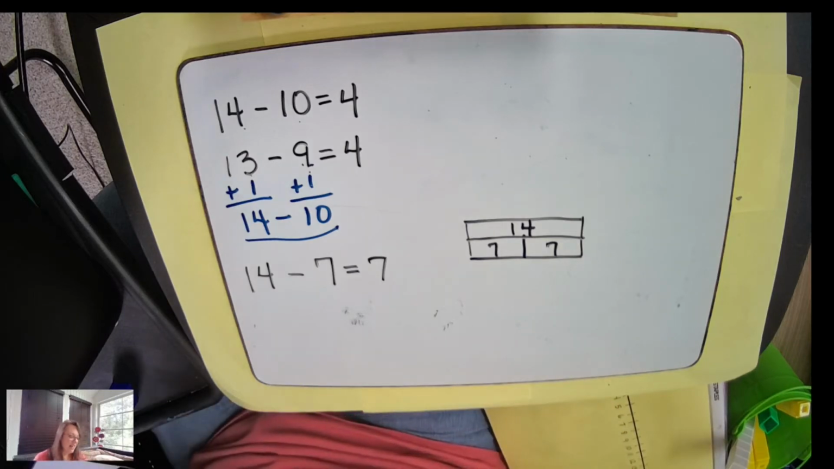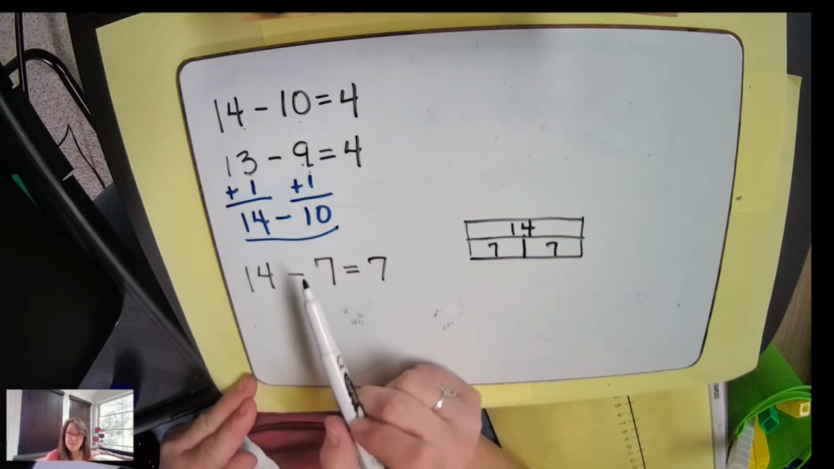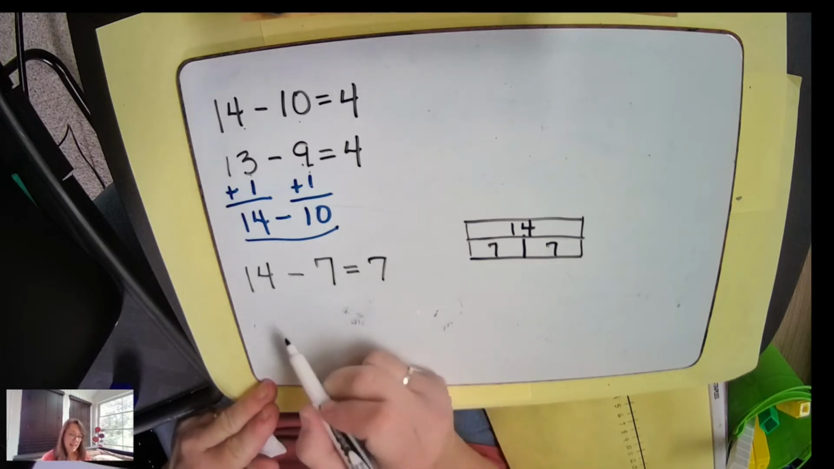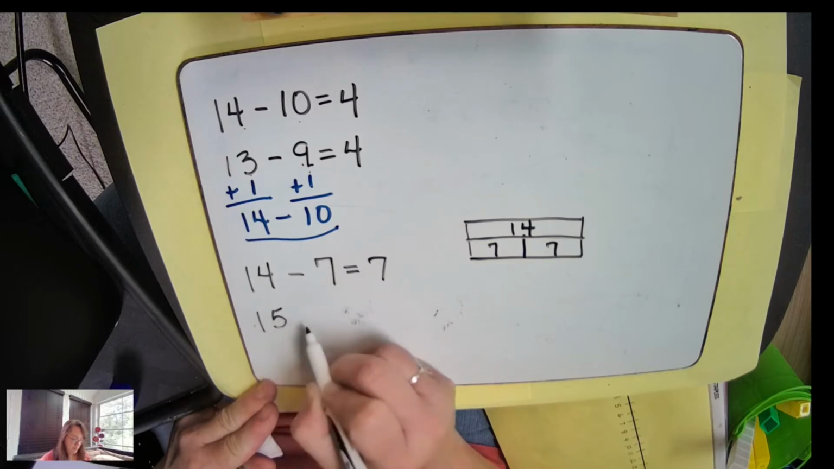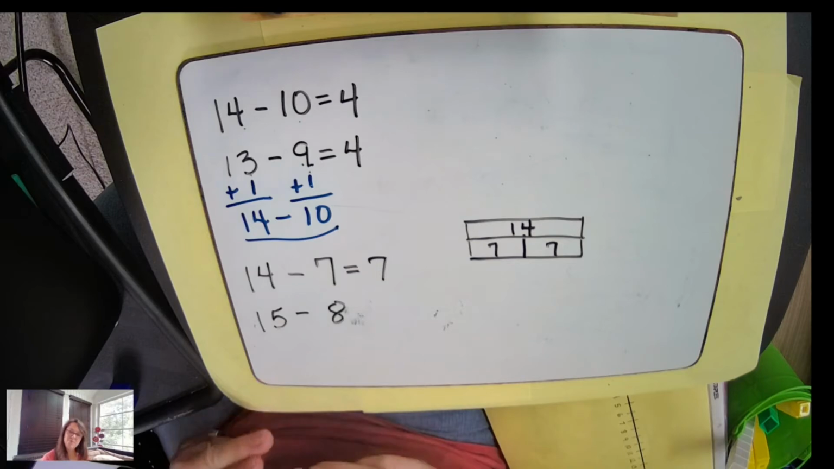Great. Now let's use the thinking of keeping a constant difference to solve this next one. The next problem is 15 minus 8.